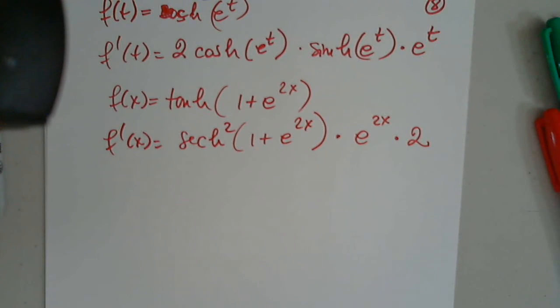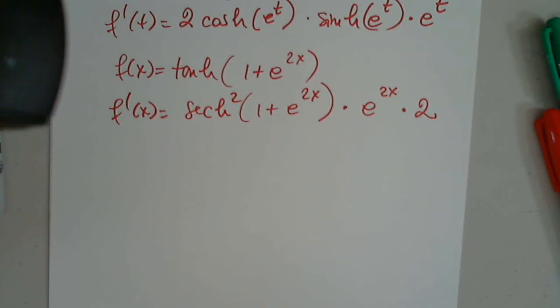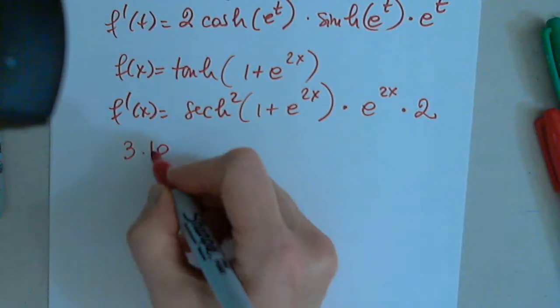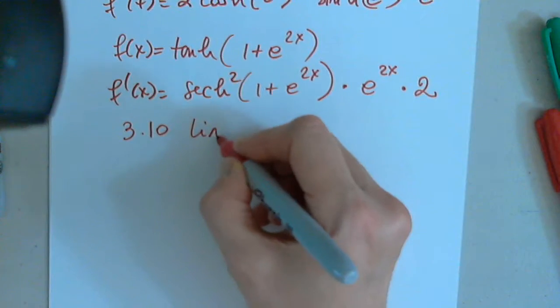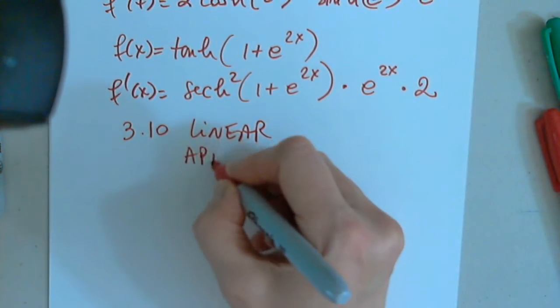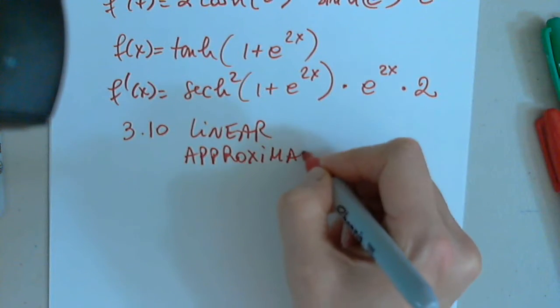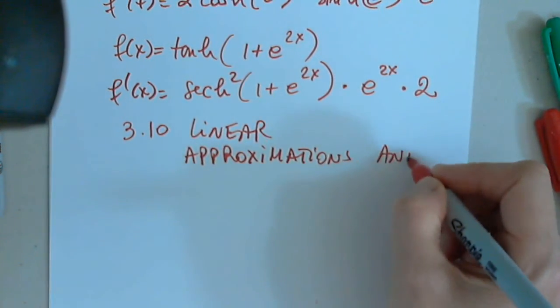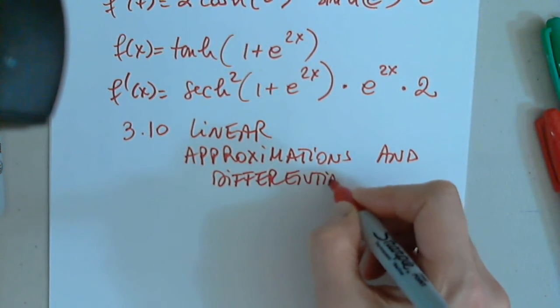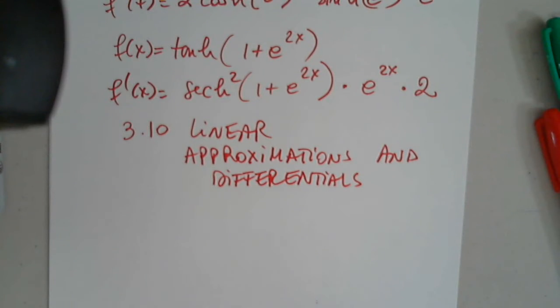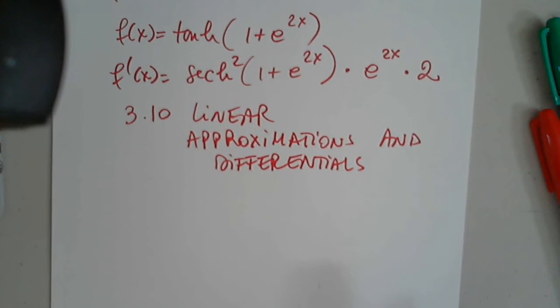Okay. If you have nothing for me, then I would like to continue with 3.10, and then hopefully I get to talk about the marginal cost. 3.10, linear approximations and differentials. I think in this section you're going to realize how great calculus is, I hope.